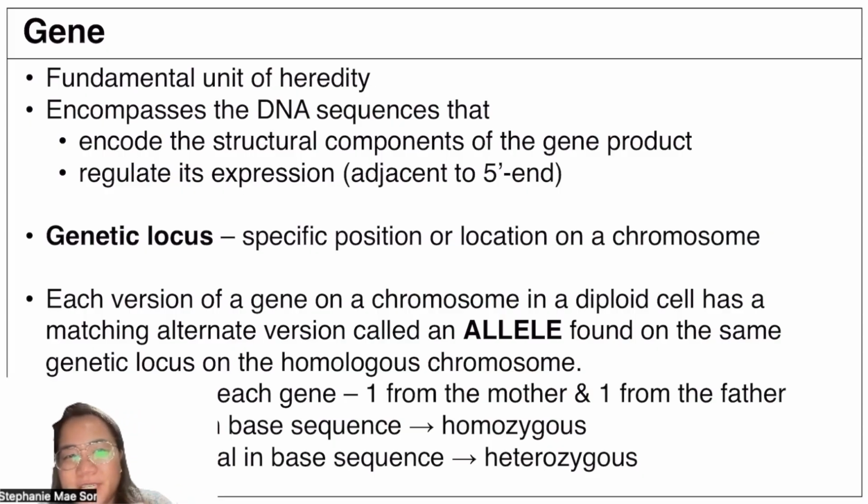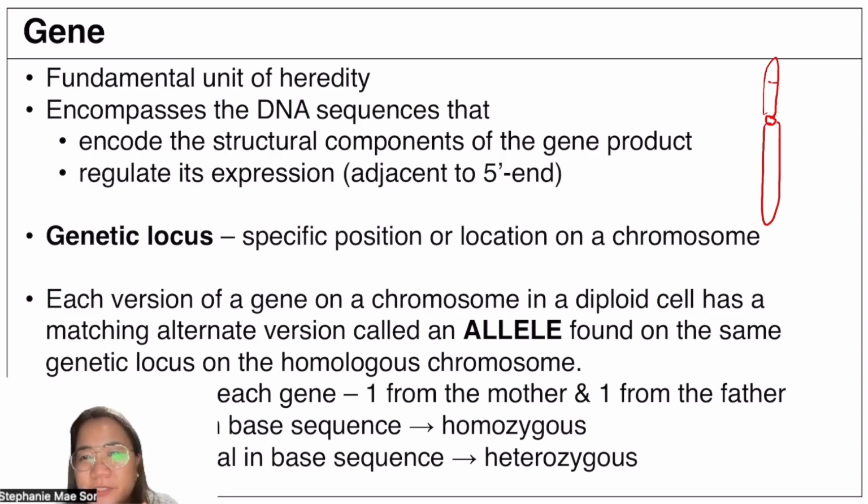Next, let's go naman to your genes. Kanina ba natin sinasabi, di ba? DNA is the storage form of information nung sa loob ng cell natin. So, ano ba yung i-store niya? Yung syempre yung mga genes natin. So, your gene is the fundamental unit of heredity. It encompasses the DNA sequences that encode the structural components of the gene product as well as those that regulate its expression. So, each gene in your body, syempre, meron siyang specific location. Kaya nga, you call the specific location of a certain gene as the genetic locus.